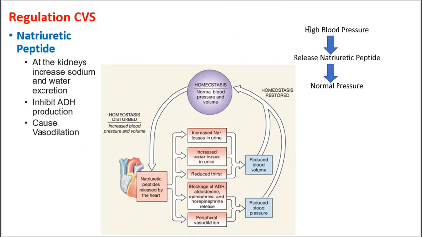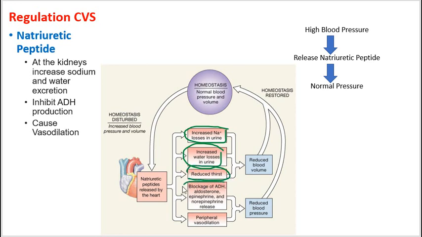Basically, when your blood pressure is high, your atriums stretch and release natriuretic peptide, and what it does is increase sodium loss at the kidney. Because sodium is salt, you're going to lose more water. It increases water loss in the urine, so you're going to produce more diluted urine, a greater volume of urine. It's going to reduce thirst, so you're not going to drink any water.